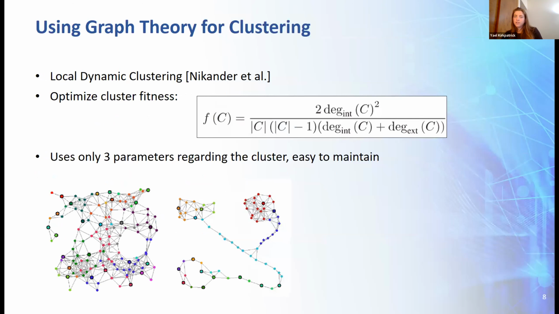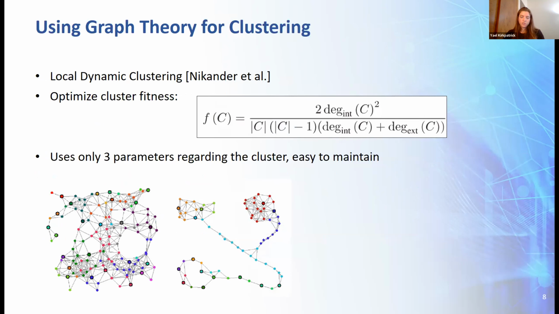Another approach we can use for clustering just uses some graph theory. We can use a local dynamic clustering approach where we optimize some measure of fitness for a cluster. We don't really need to worry about the exact equation here for a cluster fitness. Just notice that it only uses 3 parameters regarding a cluster: the cluster size, the internal degree of the cluster, and the external degree of the cluster. Since these are only 3 integer parameters, they're very easy to maintain.